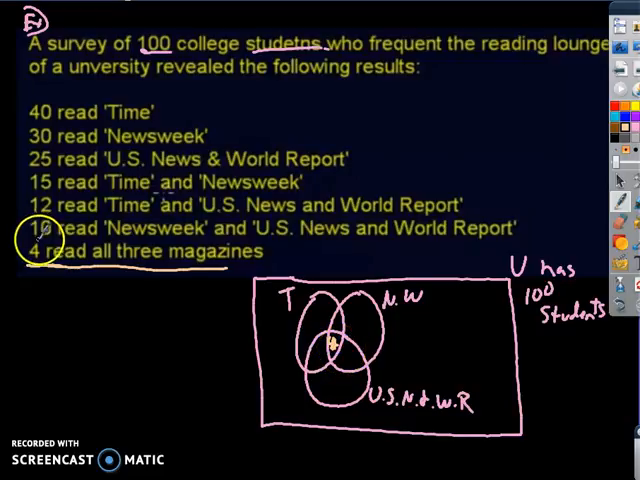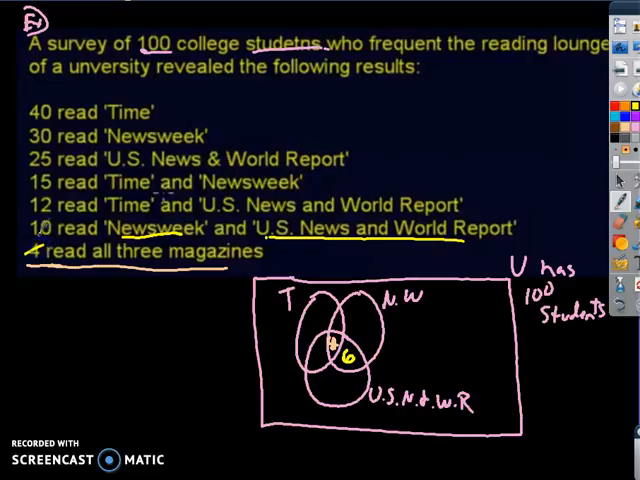The next thing I want to go to is the 10 people who read Newsweek and U.S. News and World Reports. So here's my Newsweek section. Here's my U.S. News and World Report section. I'm looking for where they overlap, so I'm looking for this section. Now, I know it should be 10 people here. However, 4 of them are already being used in this piece of that section. So this whole bubble here is 10, and 4 are already used because they're also reading another magazine, Time. So I consider that. When they say 10 people read Newsweek and U.S. News and World Reports, they're including the 4 that also read all 3. So that leaves only 6 people who are reading just the 2, but it's 10 if you include all those.